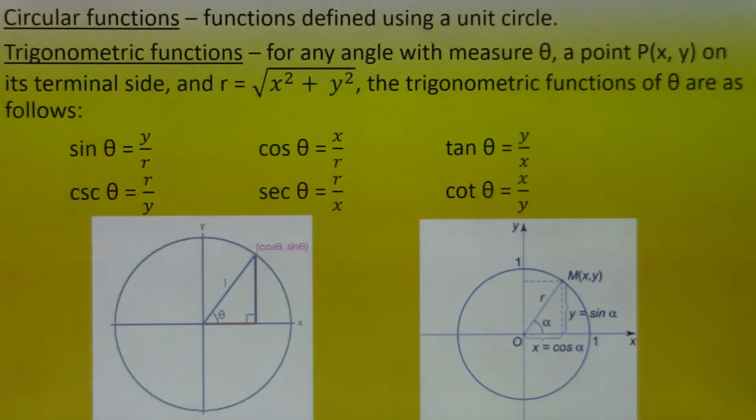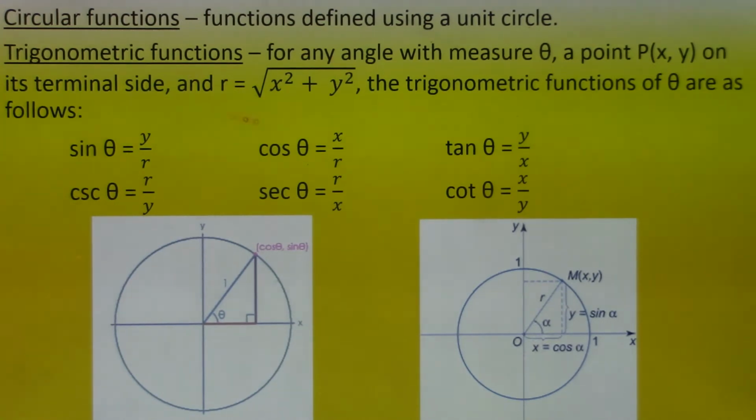So now next, kind of piggybacking on that, we have your circular functions, or functions defined using a unit circle. Trigonometric functions says for any angle with measure theta, a point P located at (x, y) on its terminal side, and r equaling the square root of x squared plus y squared, the trigonometric functions of theta are as follows. Now keep in mind here, this comes from the Pythagorean theorem.